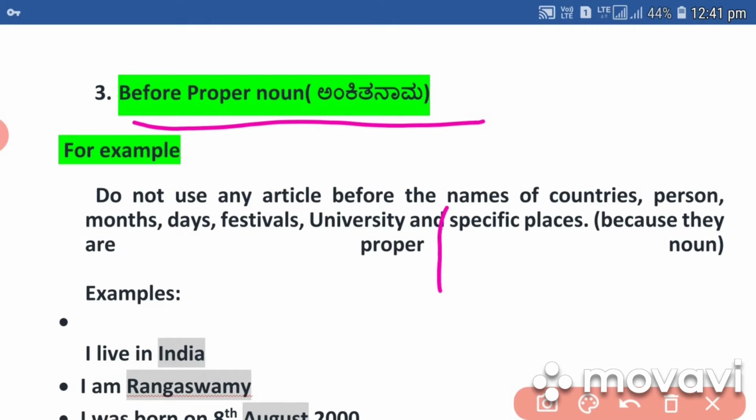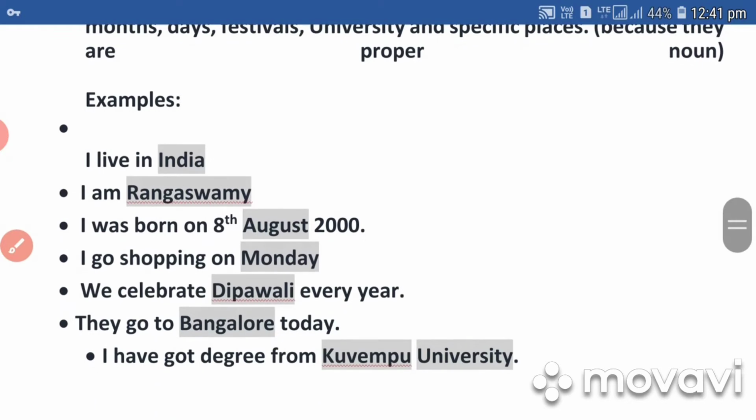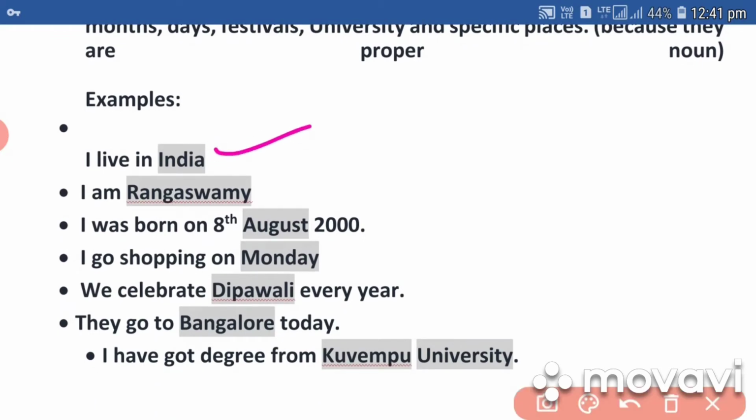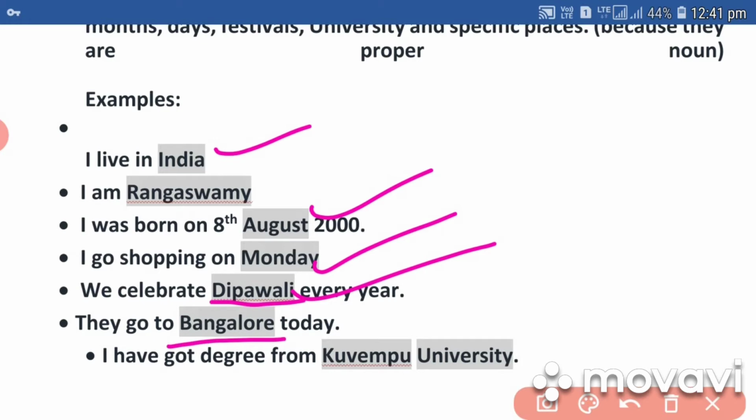For example, see I used here, "India is a country." India is the name of a country, but I haven't used an article here. "I am Rangaswamy," it's the name of a person here. "This is August," it's the name of a month, it's the name of a day. And "We celebrate Deepavali every year." Deepavali is actually a festival. And "They go to Bangalore today." Actually here also the name of a city.